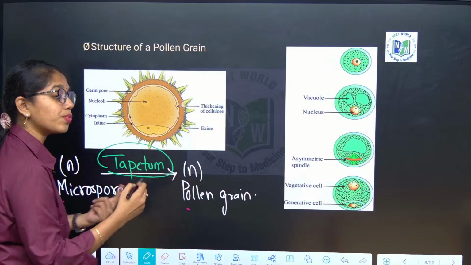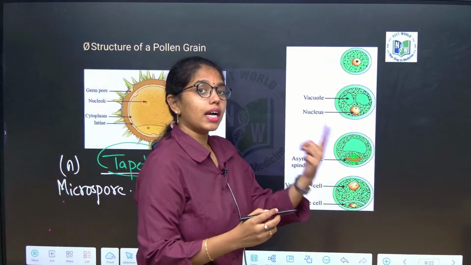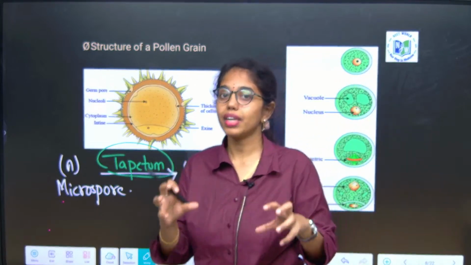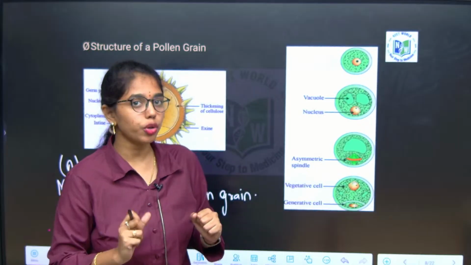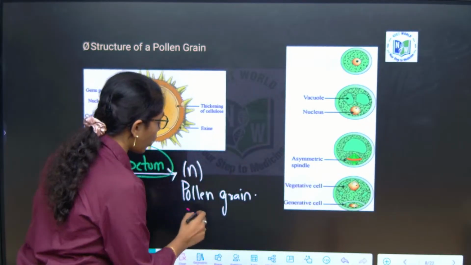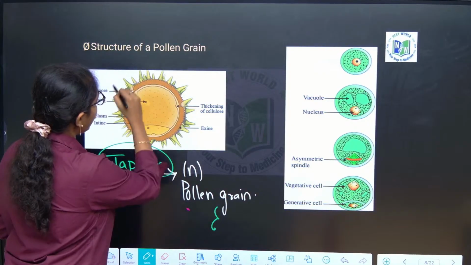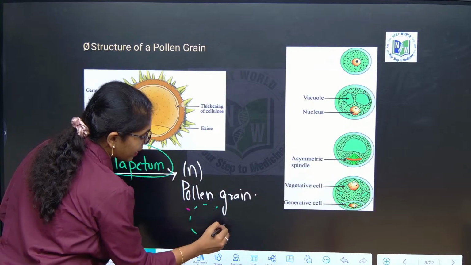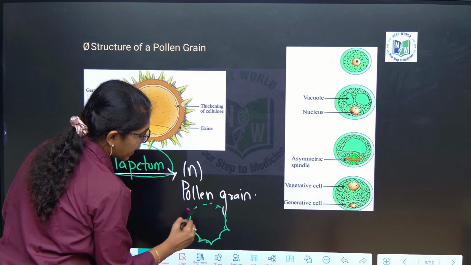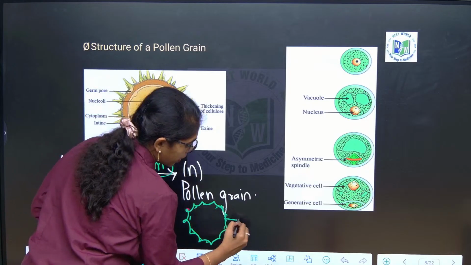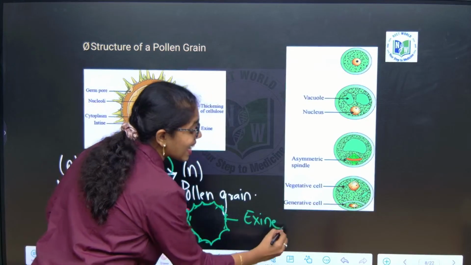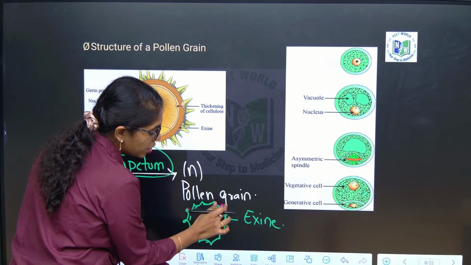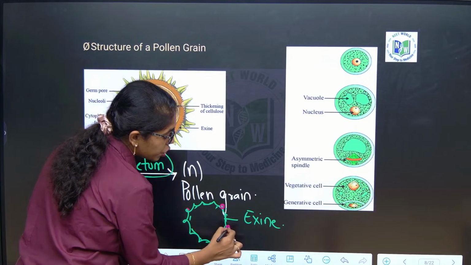This tapetum, as we have discussed, is of 2 types: glandular tapetum and secretory tapetum. The glandular tapetum will release sporopollenin through Ubisch bodies. This sporopollenin will form the outer wall layer of the pollen grain, which we call the exine. The outer wall layer of the pollen grain is exine. What is it made up of? Sporopollenin. And there are a few regions which we call germ pores.